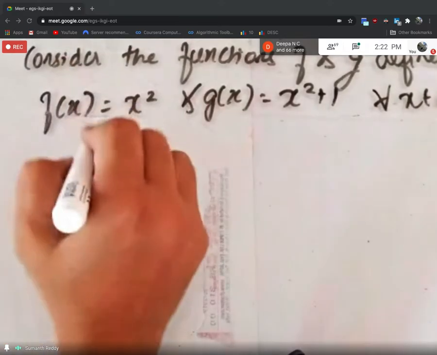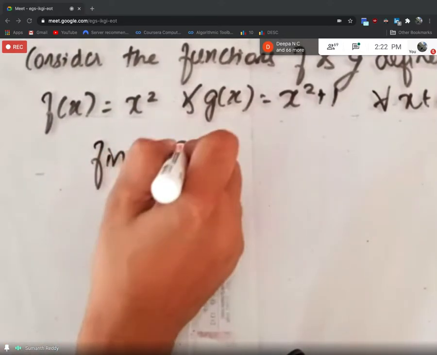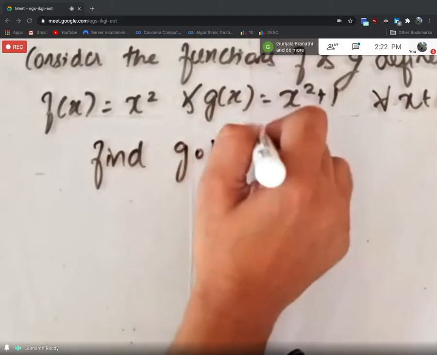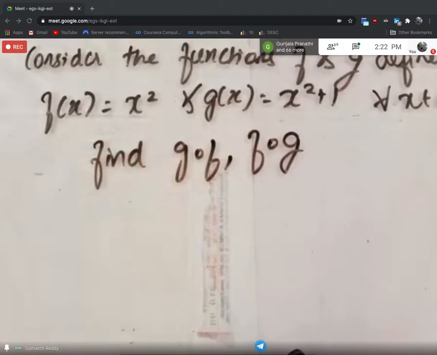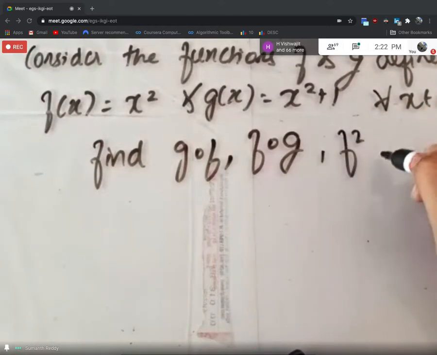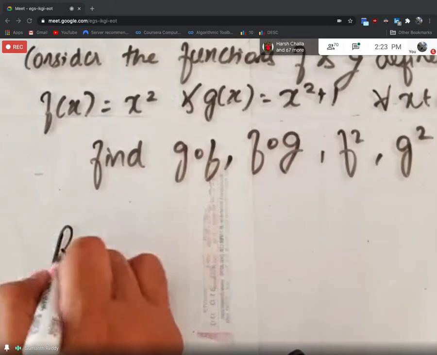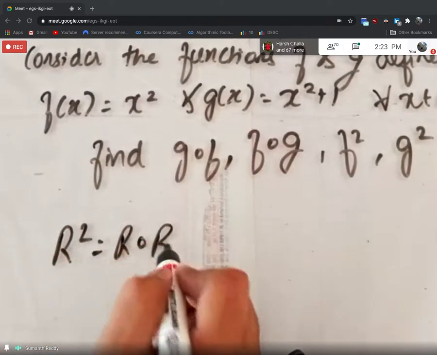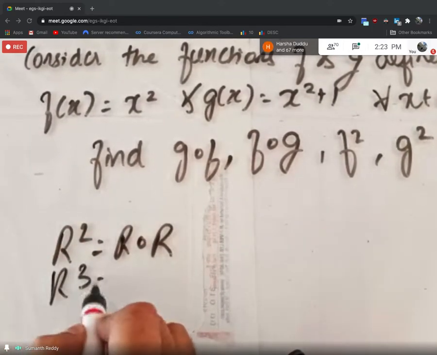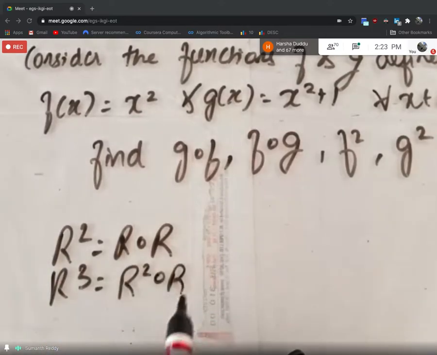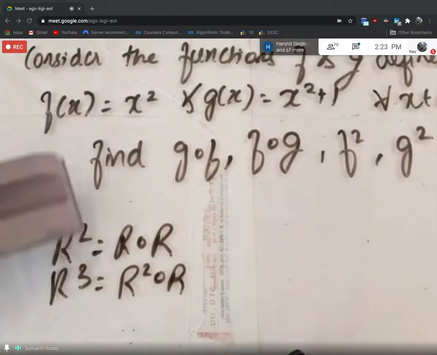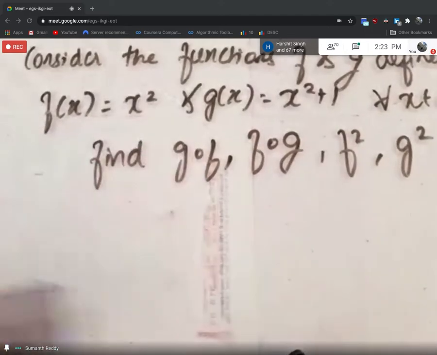Now the question is: find the value of g composition of f, and find the value of f square and the value of g square. In the case of relations, I have already taught you: if you have the relation r square, that can be written as r composition of r. If you have the relation r cube, it can be written as r square composition of r, right? These types of problems in relations we have already solved. Similarly, f square means f composition of f.